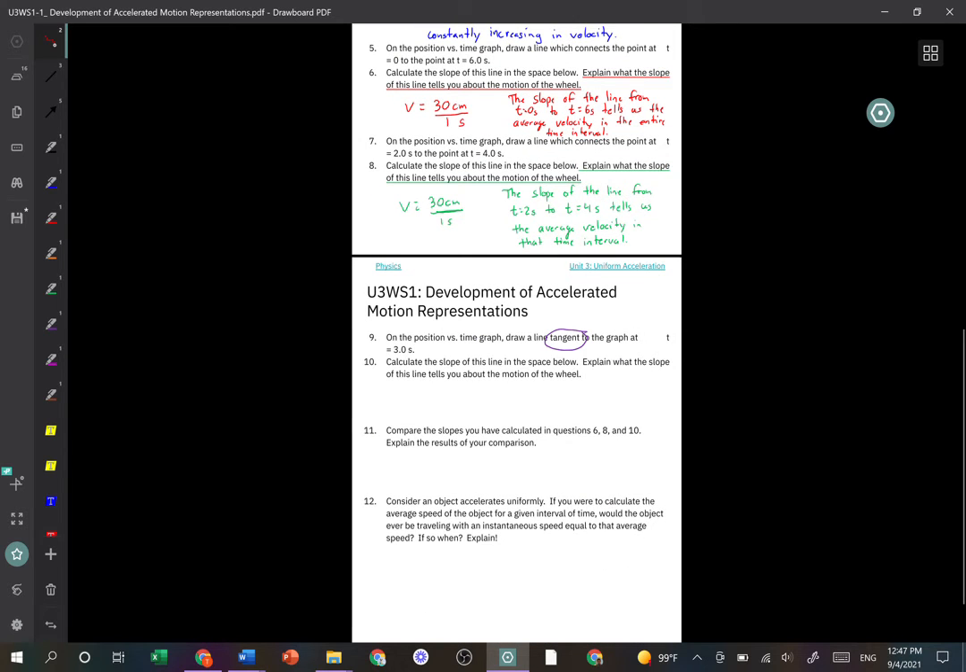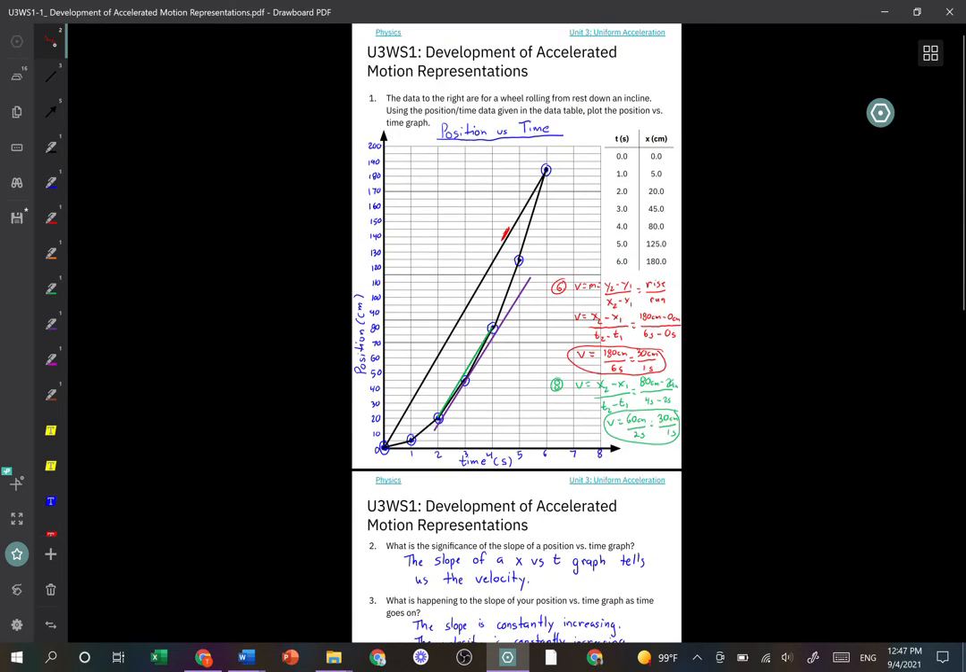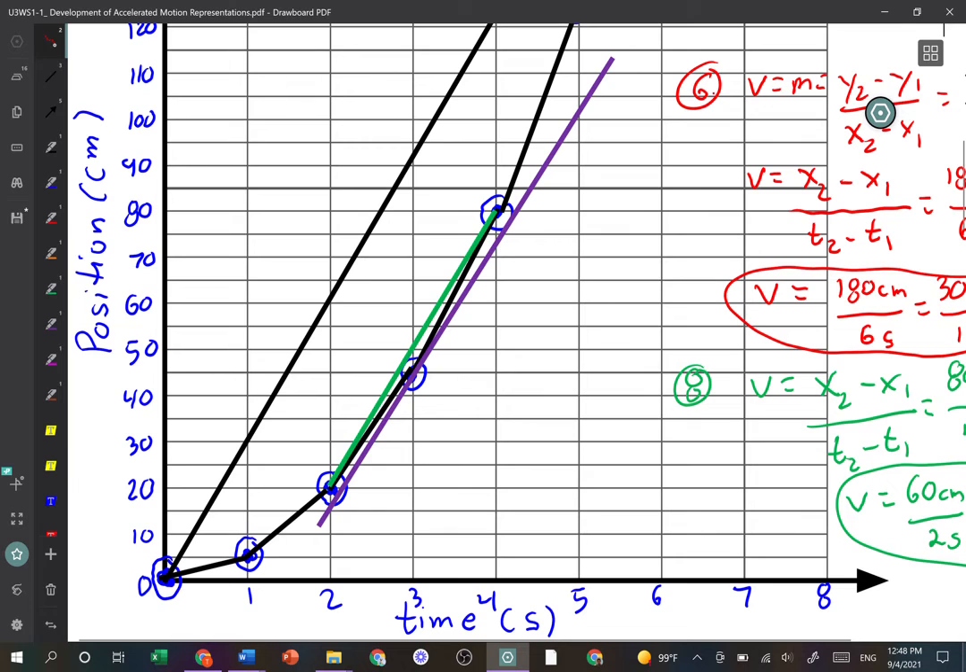So, question 10, calculate the slope of this line in the space below and explain what the slope of this line tells you about the motion of the wheel. So going back to my graph, I'm going to solve for my velocity right here. Now, unlike the previous ones where we could actually use the starting position and final position in order to calculate that change in position over the change in time, which was our velocity, this one we're going to need to pick points on the tangent line that we know. One point that I would recommend we do is the point that we are given. So one of the points that we can know is we know at 3 seconds, we have a position of 45 meters.